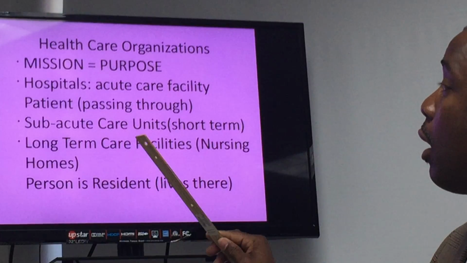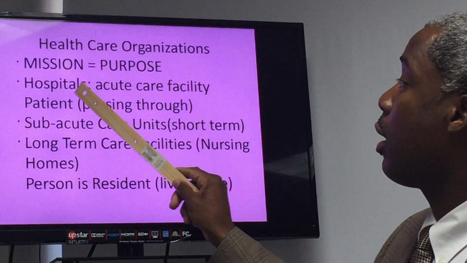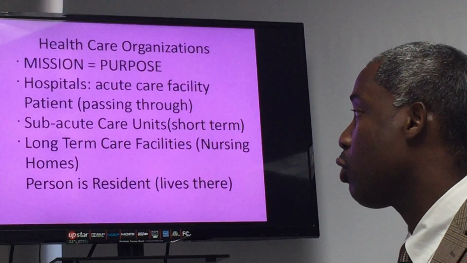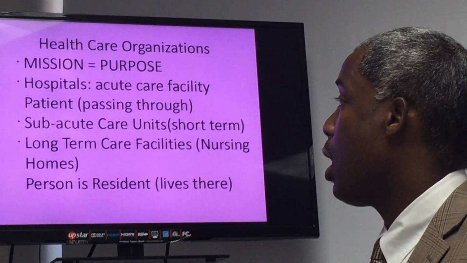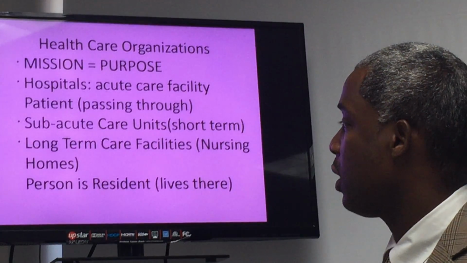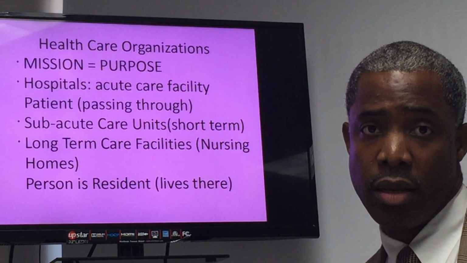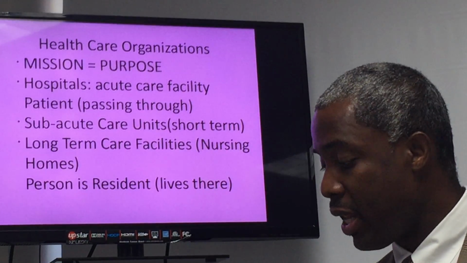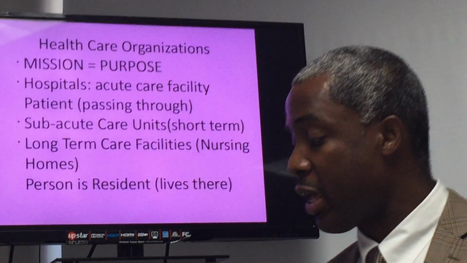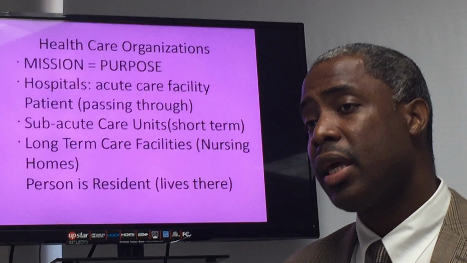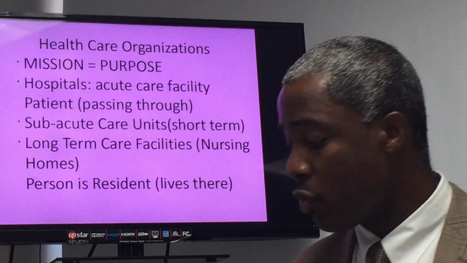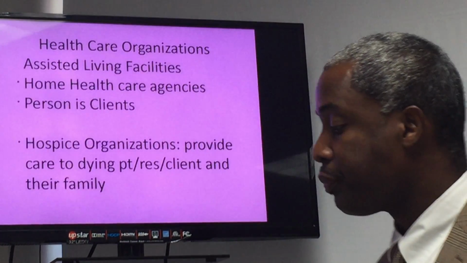So in the hospital, the client is called a patient because they're just passing through. They're there to receive the care, okay, and then move on. In the nursing home or the subacute care facility, the person is known as the resident because they live there either permanently or temporarily, okay? And let me mention that the long-term care facilities are for the people that can no longer go home because they need continued care. They can no longer function on their own.